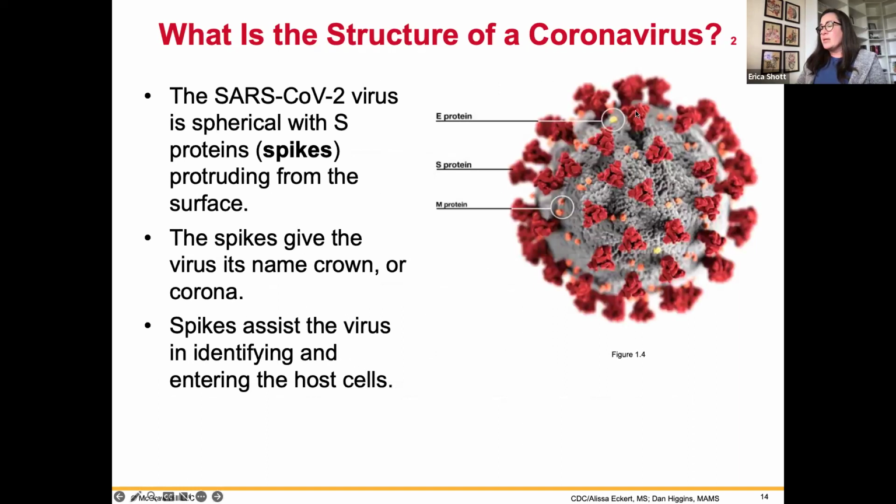So here are the little spikes. You've probably heard a lot about the spikes, specifically when we got into vaccinations, right? The spikes give the virus its name, crown, or corona. So it's like we're putting a crown on, it's got the spikes. These assist the virus in identifying and entering host cells. So that's why they would be relevant when we talk about vaccination, and we'll get there.